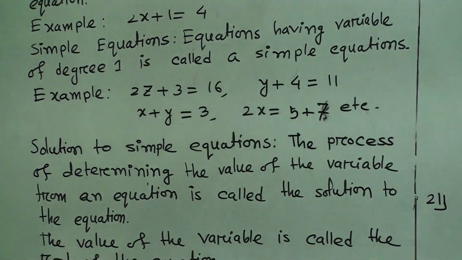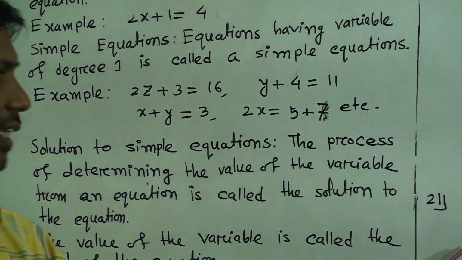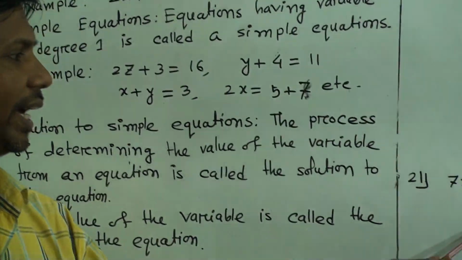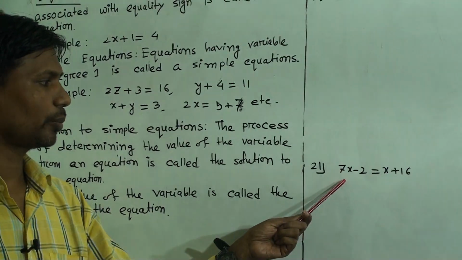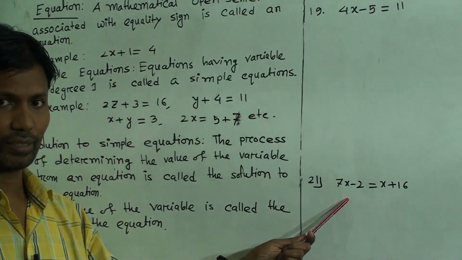Now what do you mean by the solution to simple equations? The process of determining the value of the variable from an equation is called the solution to the equation. Suppose 7x plus 2 equal to x plus 16. Here the variable is only x.